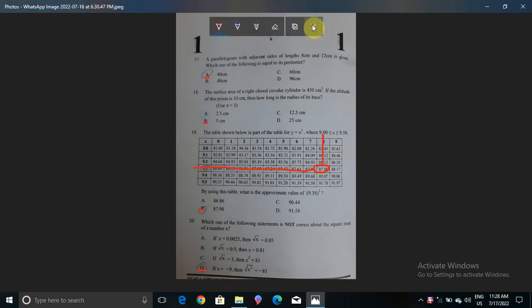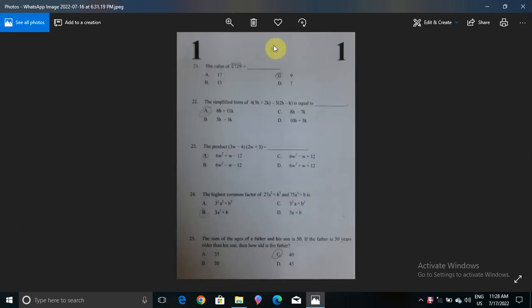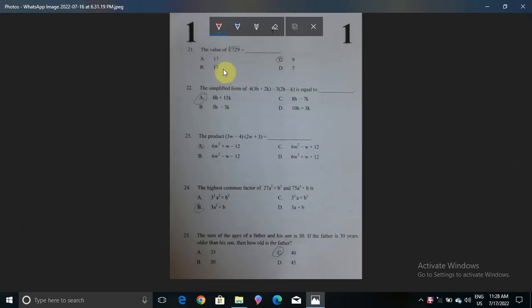Now let's go to the next page. Here on this page, the value of the cube root of 729 is what? Here it will be 9 times 9 times 9, which will give us 729. That means 9 times itself 3 times will give us 729. So choice C is the correct answer for question number 21.